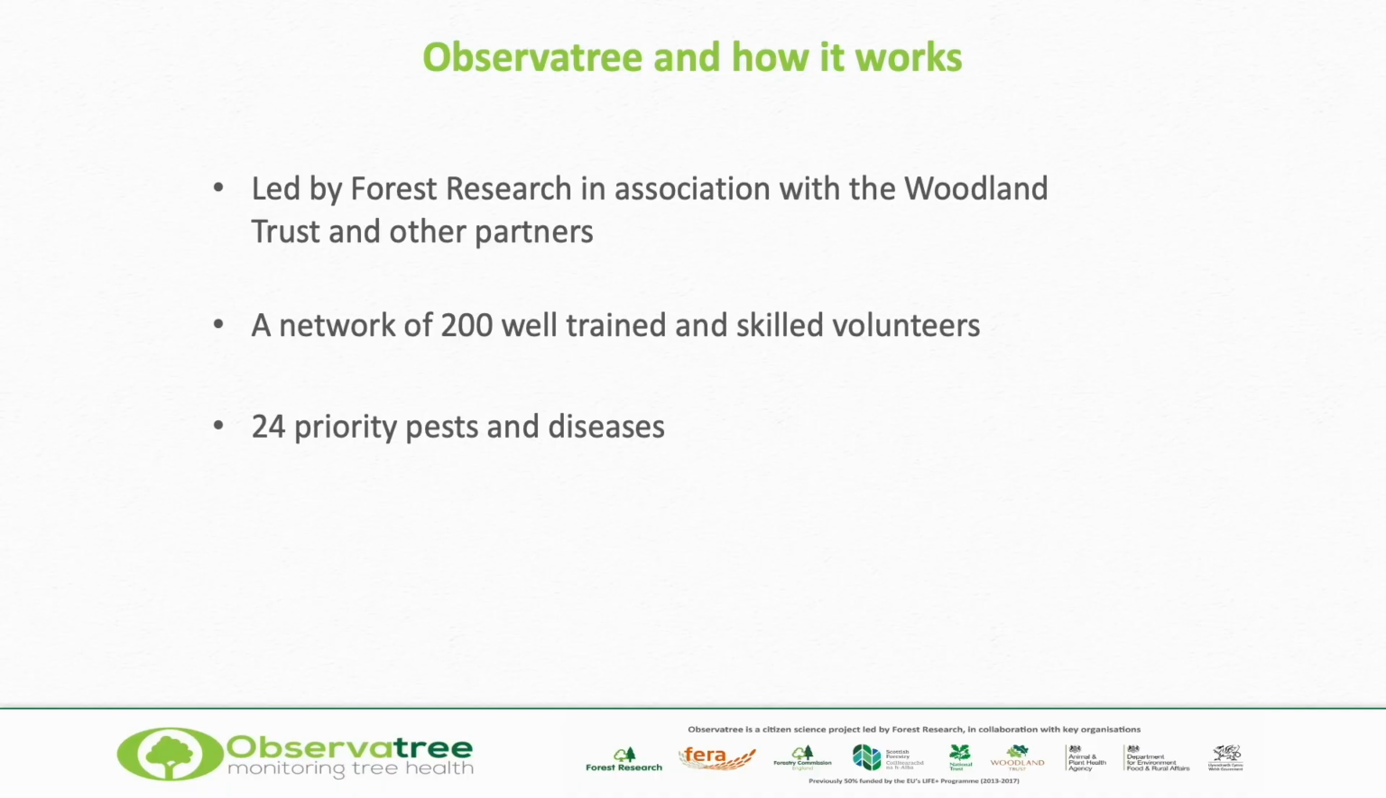Primarily, we ask them to keep an eye out for 24 priority pests and diseases. These are Observatree priorities, not necessarily those of the other organisations that are involved in tree health. We also ask our volunteers to keep an eye out for things that are concerning, but which aren't necessarily one of these priorities. So that's where this idea of healthy versus unhealthy comes in.